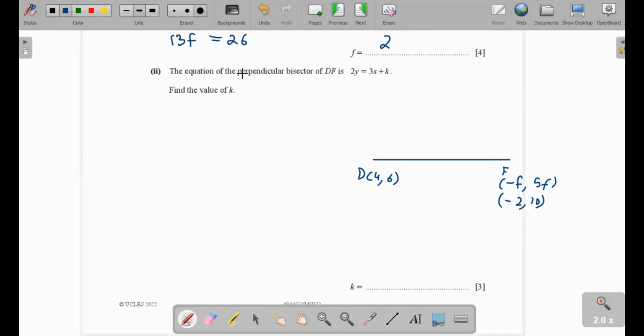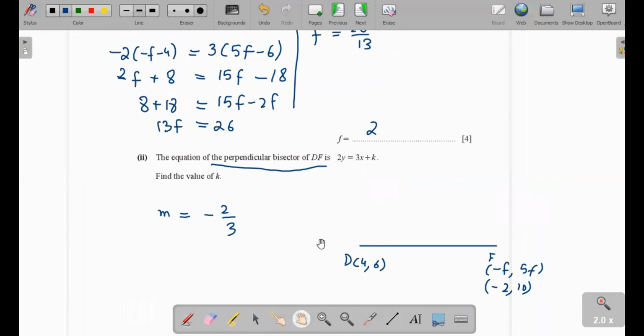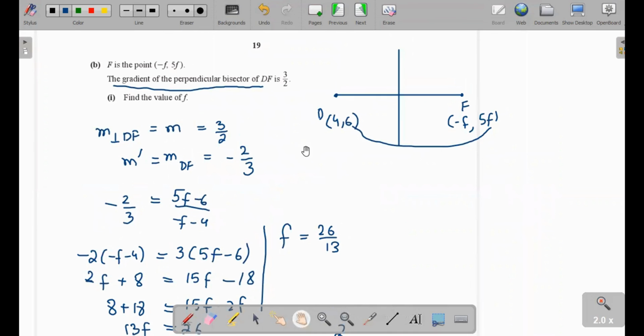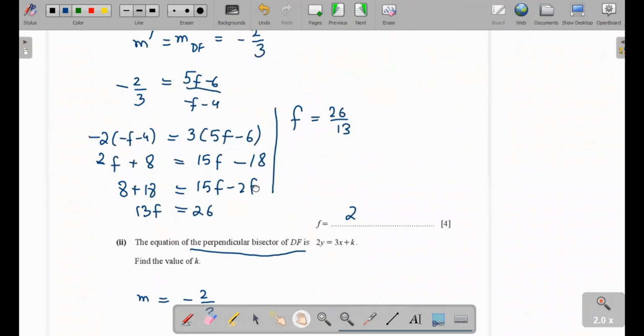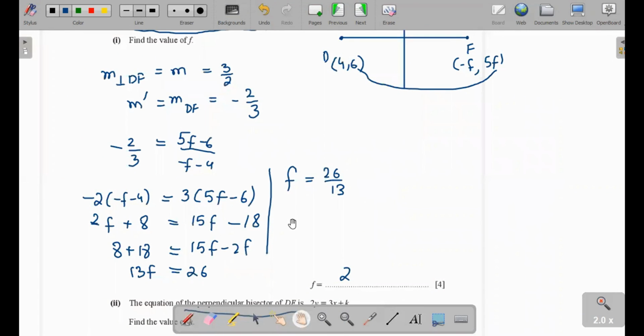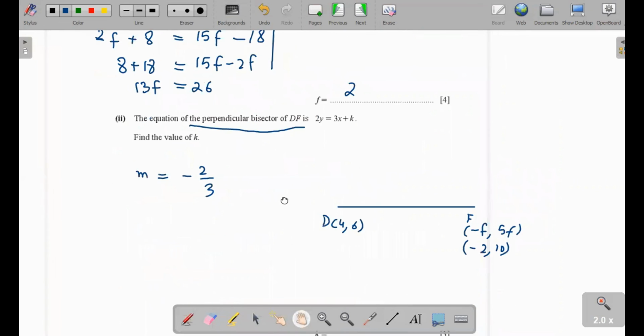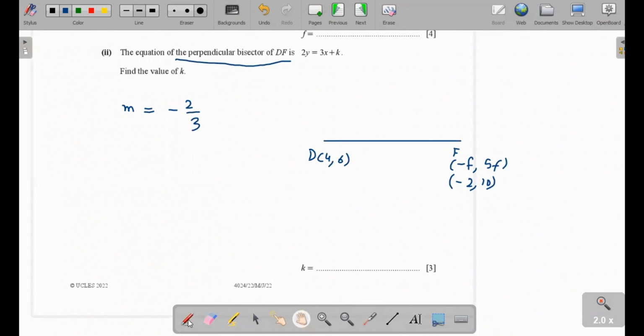Now we have to find the equation of the perpendicular bisector of DF. Firstly, we find this value and compare it to the given equation. The gradient of the line BF is minus 2 over 3. This is the gradient of the DF line. Therefore, the gradient of line DF is minus 2 over 3.